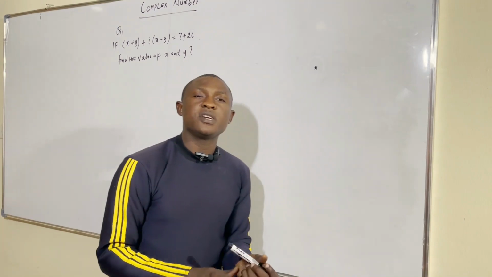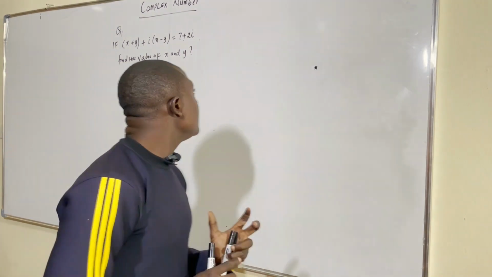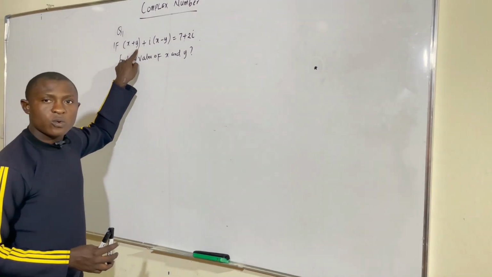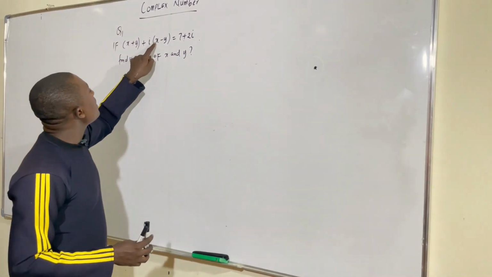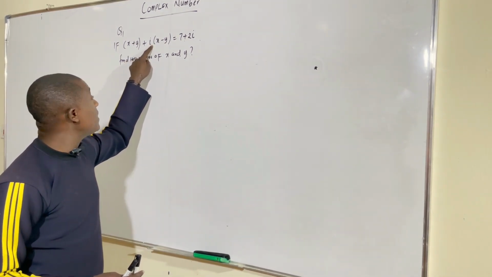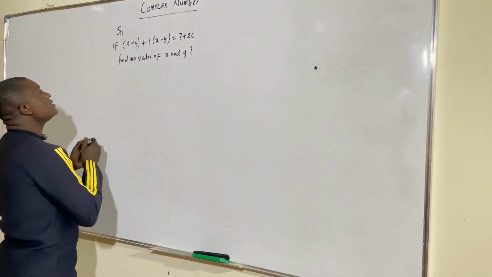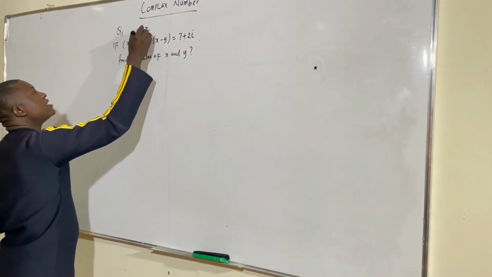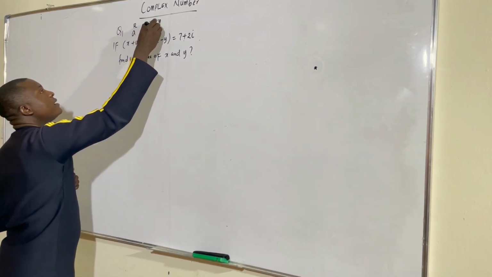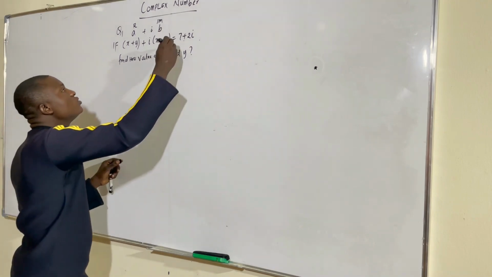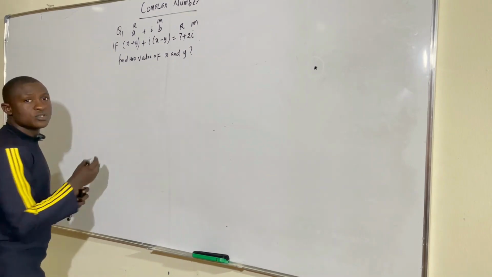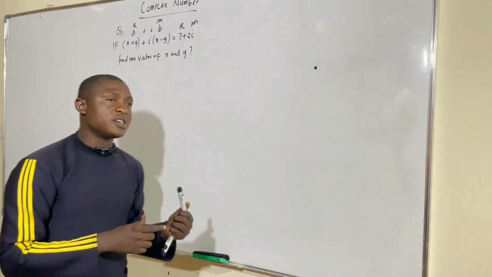Now, if you look at the left-hand side, we have x plus y, which is the real number. We have x minus y times i, which is the imaginary number. You remember I told you, if you compare them, a plus bi, this is the real number, and this one is the imaginary number. Now if you look at this side too, this is real, and this is also imaginary. So now I can solve the two using this expression.